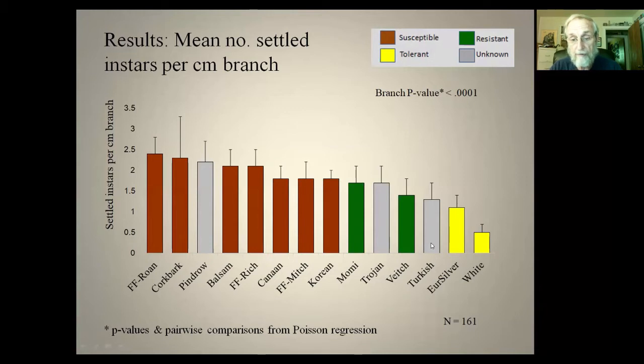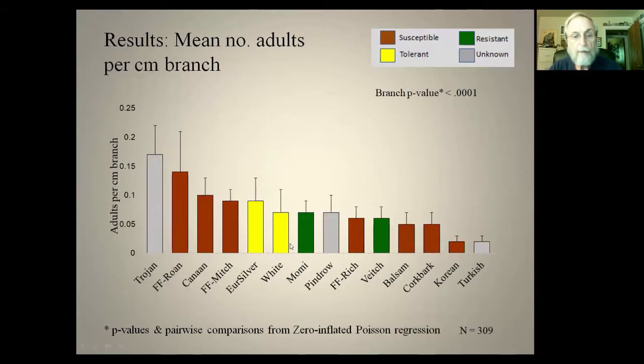Turkish fir looked pretty good. Korean fir was in the susceptible group, but it was one of the least susceptible of the susceptible ones. And then all the Fraser fir were over towards the left. So when we looked at the number of adults, those that matured to adult stage, Turkish fir still looked very good. Korean fir is becoming a bit of a surprise. It continues to look good. And then the other surprise is that European silver fir is beginning to look not so good. And the resistant trees are kind of right in the middle of the story here.